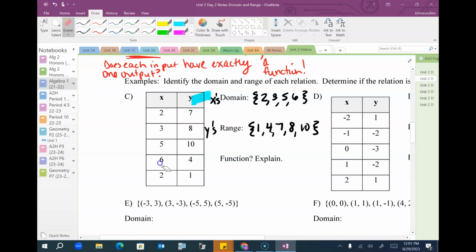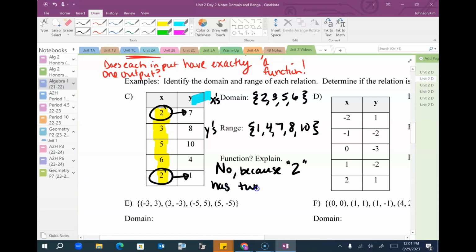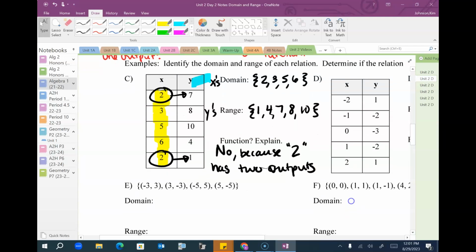If we want to determine, is this a function, we're going to check the x values, see if there's any repeats. Notice that the 2 repeats, and the 2 has to go to the same exact number. That way it only has one output, but 2 is trying to go to 7 and to 1. So therefore, this is not a function because 2 has 2 outputs. Okay, so that's when we have a list of ordered pairs or a table.